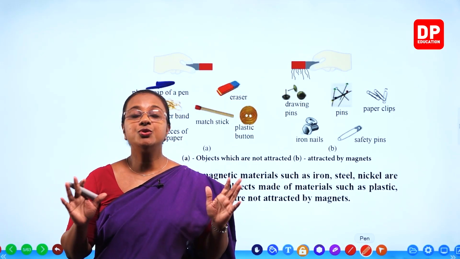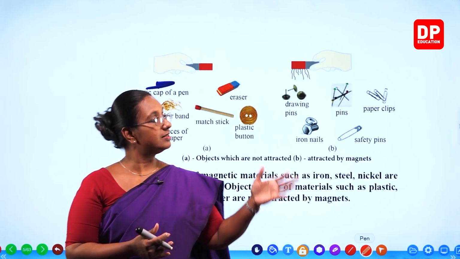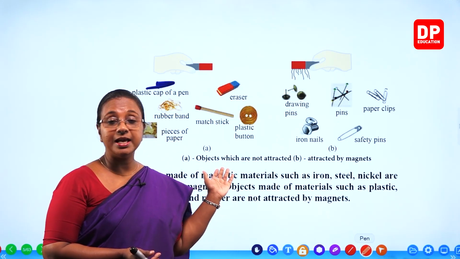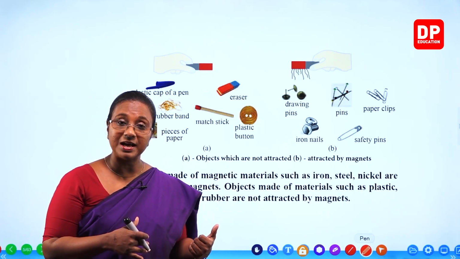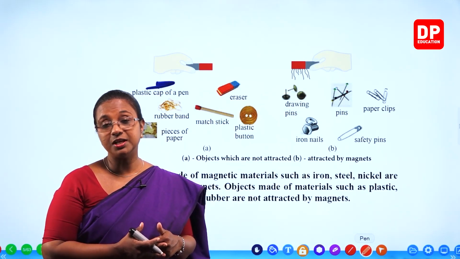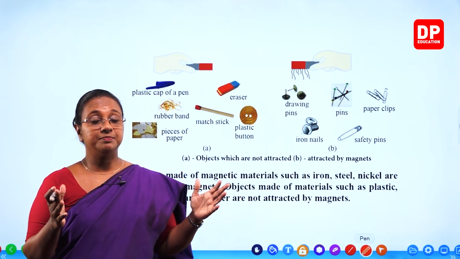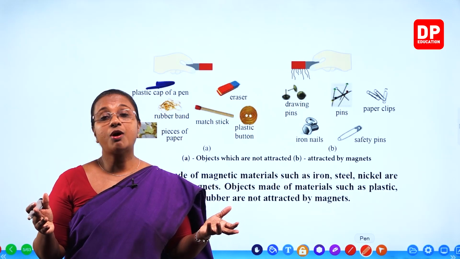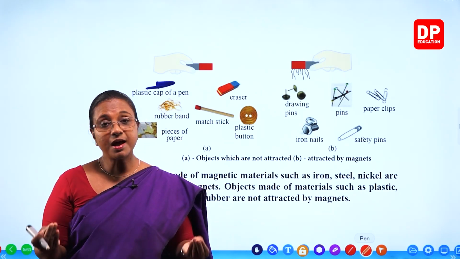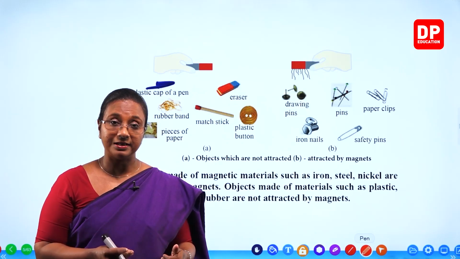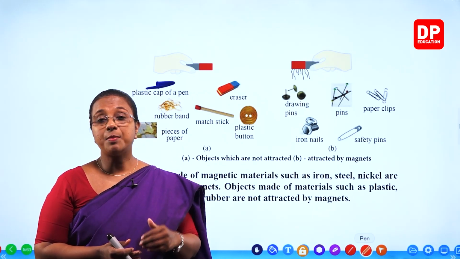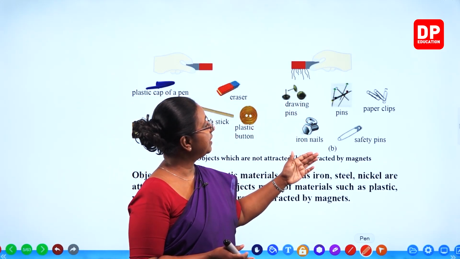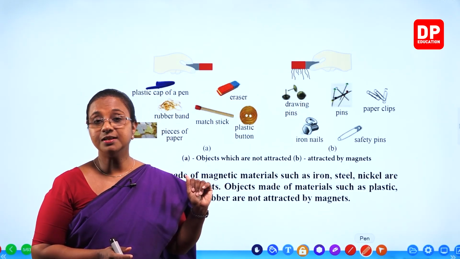Okay, students. So you were able to see I had different materials, most of them that are given in this diagram, this figure. So you were able to see the materials that get attracted to the magnet and that do not get attracted to the magnet. So if you can remember, materials like paper, wood, plastic, those do not get attracted to magnet. Even brass, copper, they are not attracted to magnets. But objects that are made up of either iron or steel, like head pins, safety pins, drawing pins, those are all attracted to the magnet.